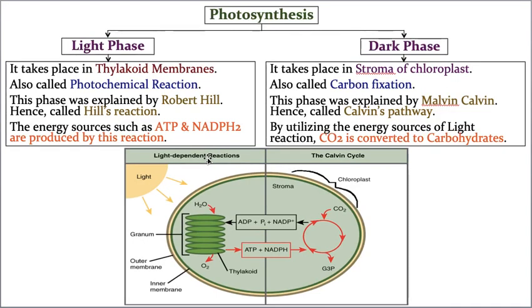What exactly is happening in the light phase? The light phase takes place in the leaf, but what does the plant get from it? It is producing energy sources like ATP and NADPH2. So these are the outputs of the light reaction. See, these are the thylakoid membranes. They take carbon dioxide and water, and of course in the presence of light, they produce ATP and NADPH2. So these ATP and NADPH2 are produced by the light reaction.